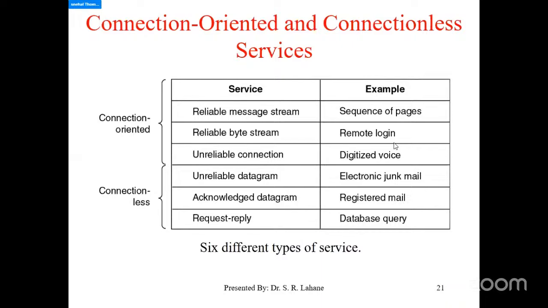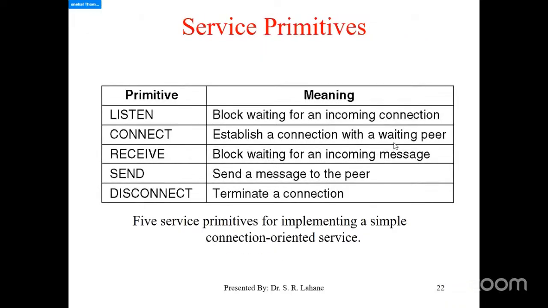And UDP is the unreliable communication network, and datagram is the data type used at the connectionless services. And the examples are given with respect to the particular connection-oriented and connectionless services. These are the socket primitives.